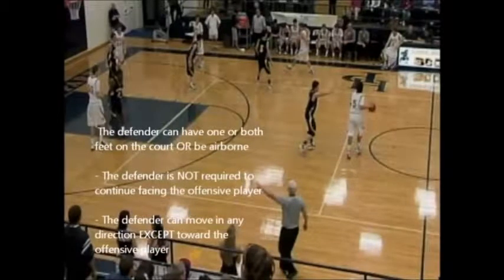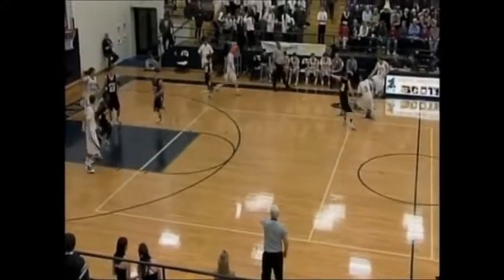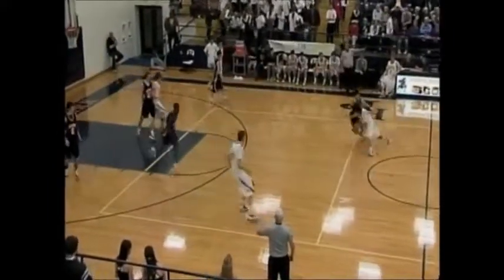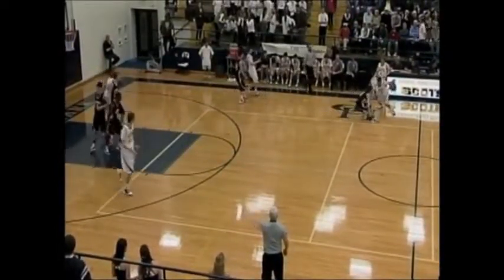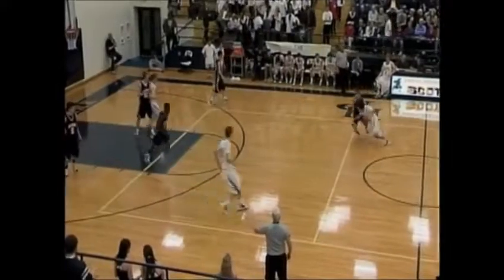In the second play, watch the defender that's guarding 5 white. 5 white makes a move towards the sideline, then reverses his dribble back towards the top of the key. On this play, we have 2 or 3 body bumps by the defender, which causes the offensive player to go to the floor. The defender has never established his legal guarding position. That's a block.